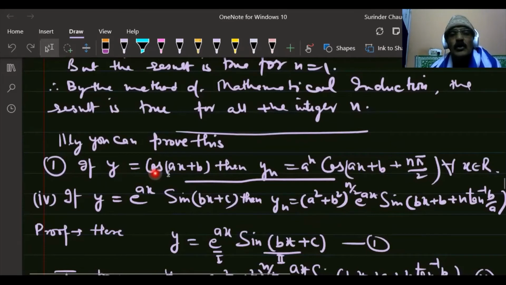Similarly, you can prove for y is equal to cos of ax plus b. If y is equal to cos of ax plus b, then yn is equal to a to the power n cos of ax plus b plus n pi by 2, for x belongs to R. Right? Similarly, as we did before.